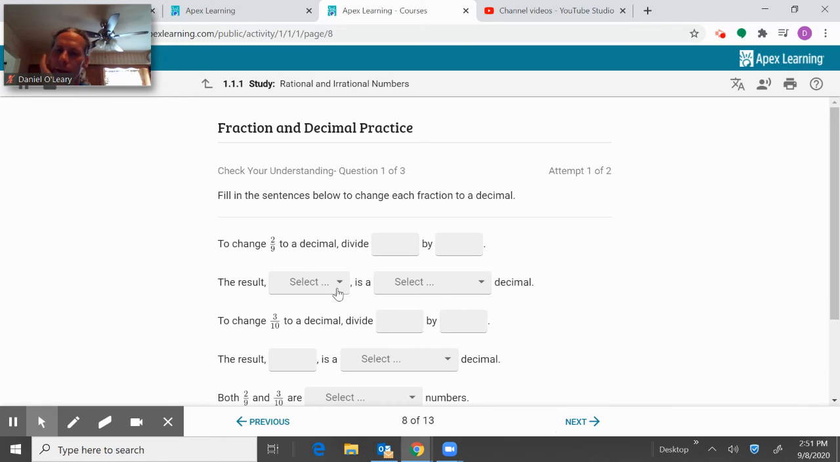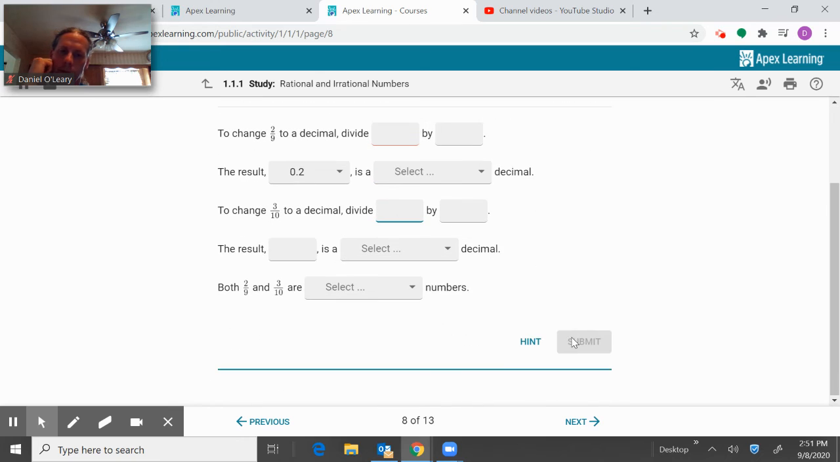All right, check your understanding. To change 2/9 to a decimal, divide. You would type in your answer there. Here you select from the drop down, but sometimes you have to type in, sometimes you have to select from a drop down.